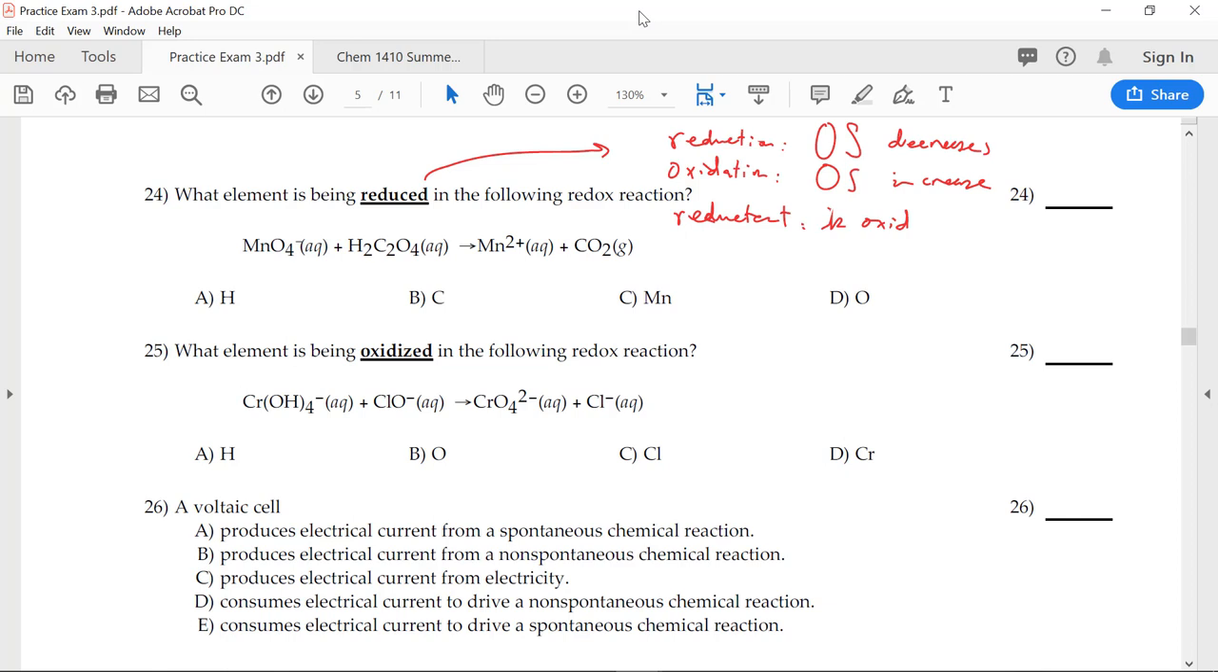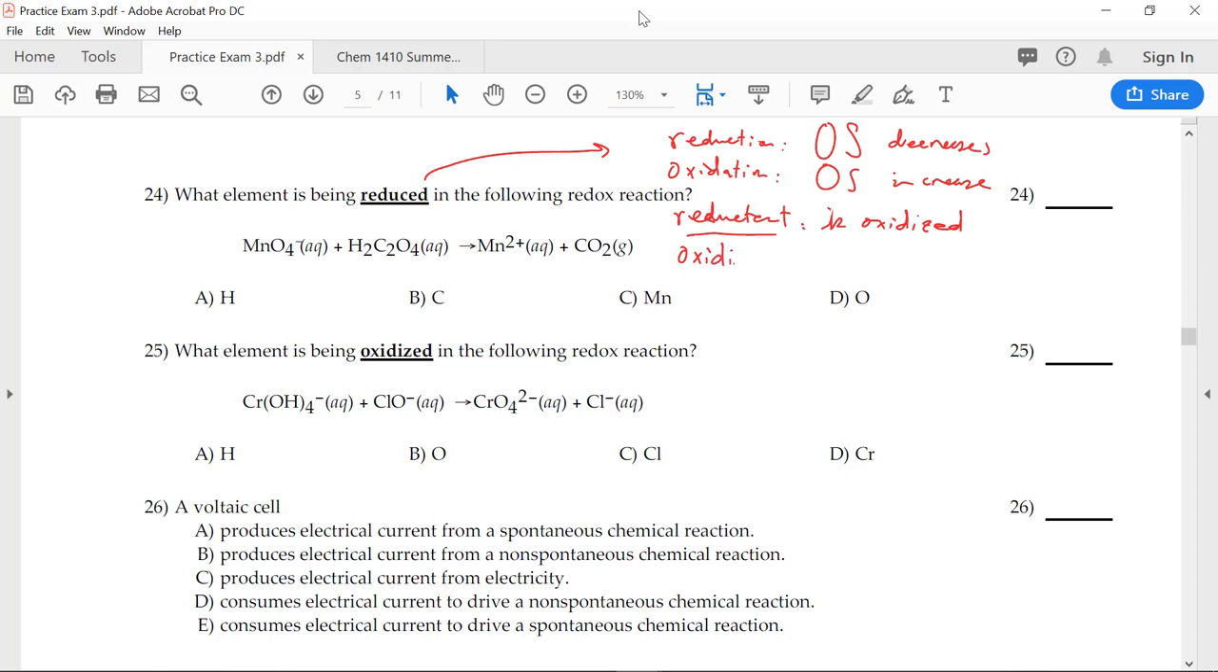It's kind of confusing, isn't it? I'm going to say it one more time. A reductant is not being reduced, a reductant is being oxidized. So inside that reductant you will see oxidation state increase, because the reductant is oxidized.